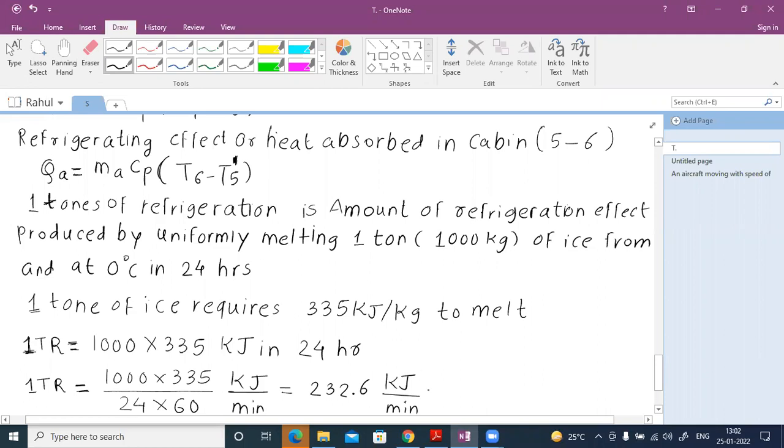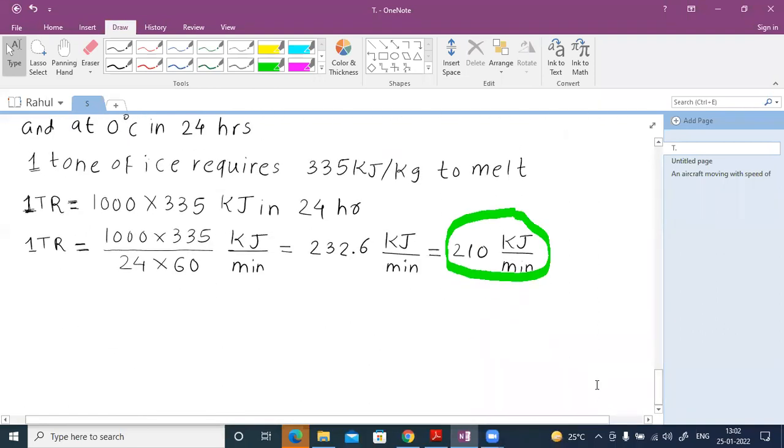But in practice we take it as 210. This value we take as 210 kilojoule per minute, and in further calculations we will use this value. So 1 ton we will take as 210 kilojoule per minute. Is that okay? Within 2 minutes we will finish this.